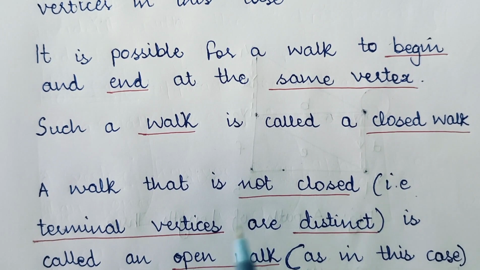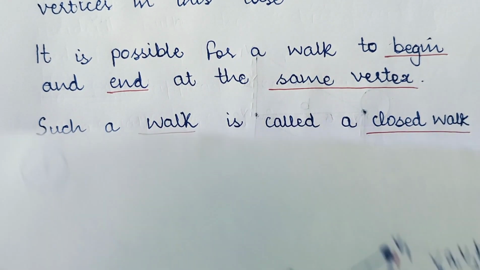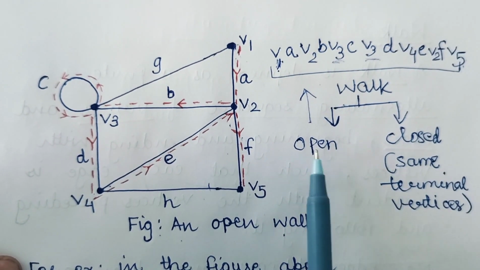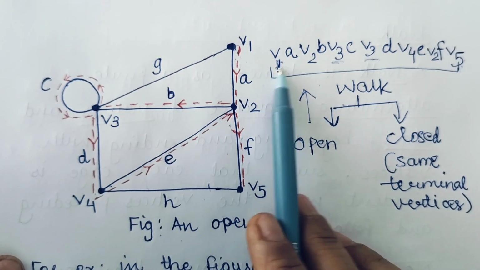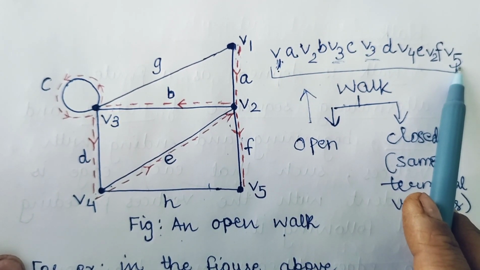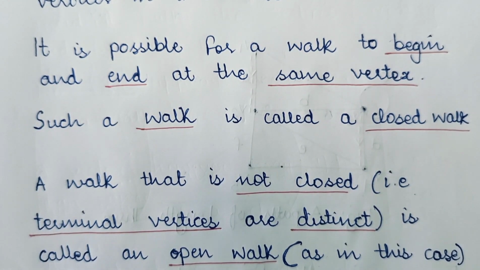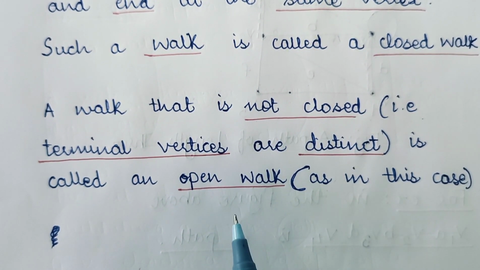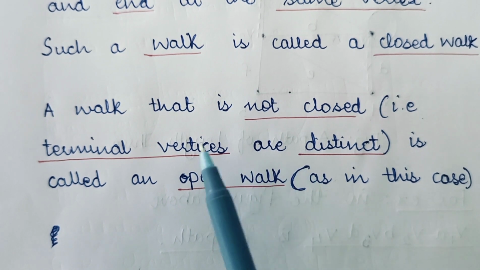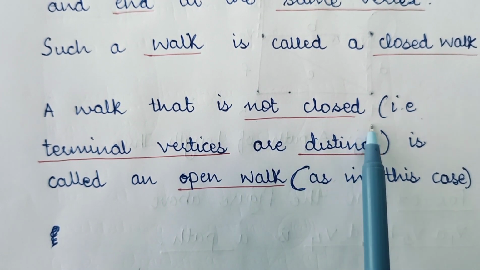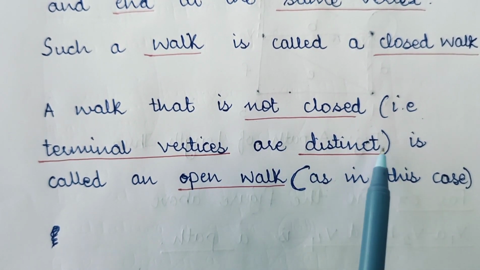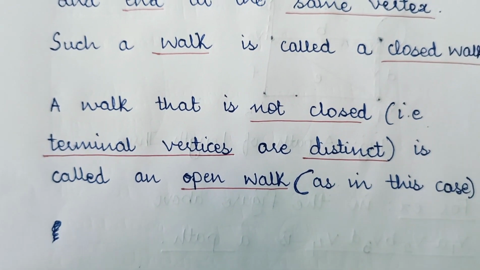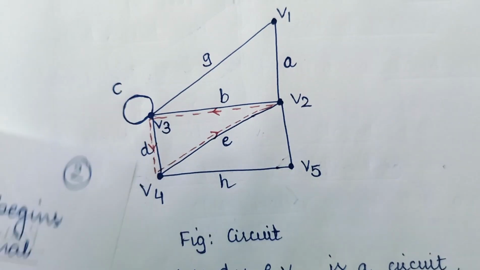As I already told you, there are two types of walks: open walk and closed walk. An open walk is a walk in which the beginning and ending vertex are different, as in this case, and where the walk begins and ends at the same vertex, it is called a closed walk. The opposite of a closed walk is an open walk. That means a walk that is not closed, that is, the terminal vertices are distinct, is called an open walk, as we have seen.